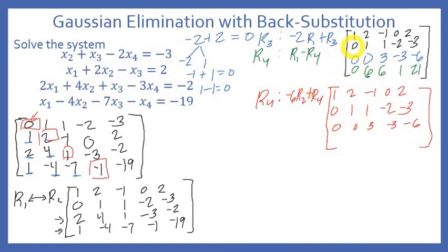So negative 6 times 0 plus 0, that is 0. Negative 6 times 1 is negative 6 plus 6 is also 0. Then I would have negative 6 times 1 is negative 6 plus 6 is 0 again. Negative 6 times negative 2 is positive 12 plus 1 is positive 13. Negative 6 times negative 3 is positive 18 plus 21 is positive 39.